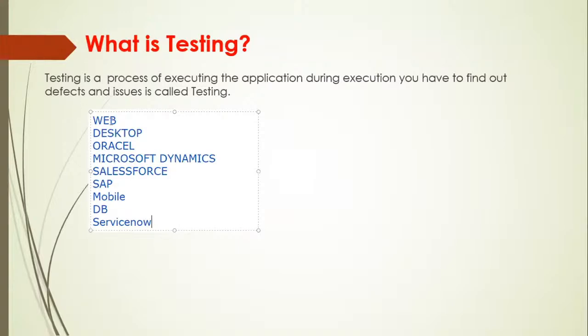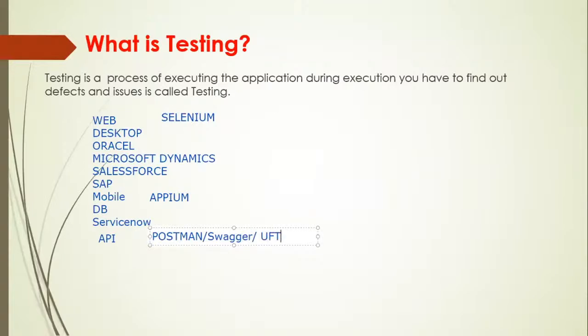Okay. So previously, before TOSCA came to the market, in the earlier market, for web applications, which automation tool were we using? Selenium, the most famous one. For mobile-based applications, which automation tool? Appium. Yeah. To do API testing, which API testing tools are you going to use? Postman, mostly. Postman or Swagger or UFT also. Using UFT, we can do the API testing.